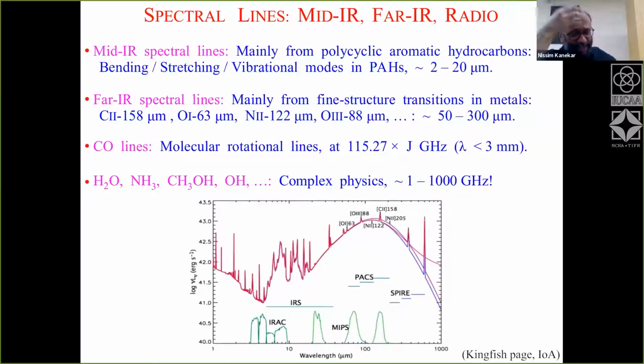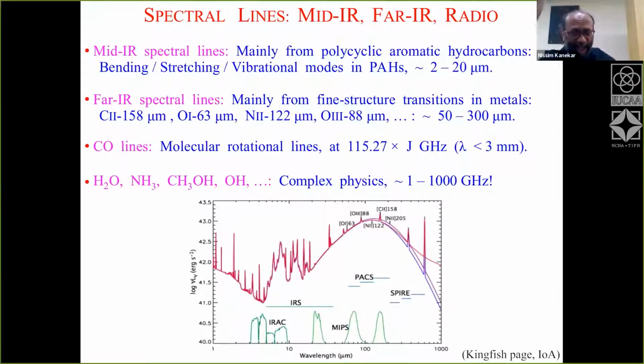And the Spitzer satellite, which operated for about 17, 18 years and is still in its slow, warm mode right now, carried out detailed observations of PAH features in both the Milky Way and nearby and high redshift galaxies.